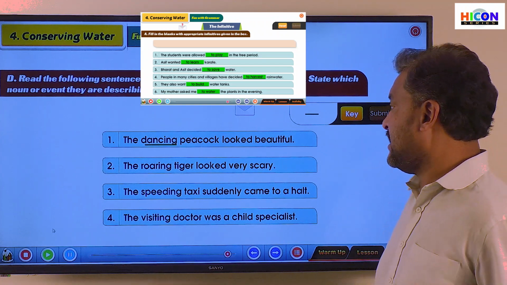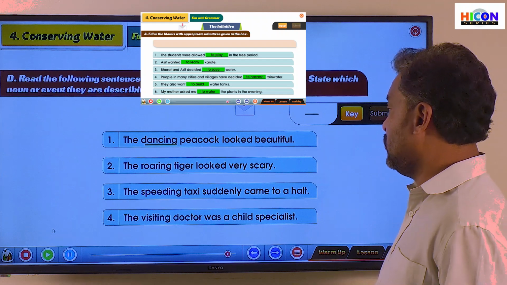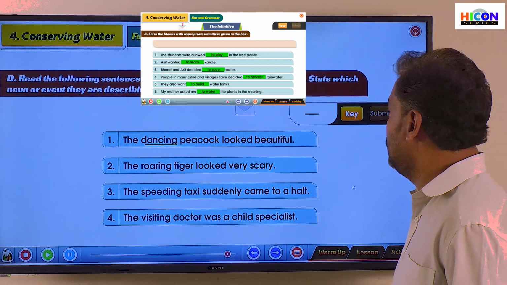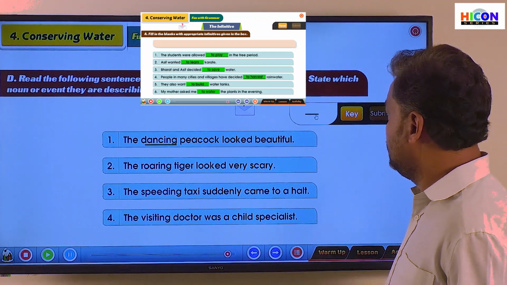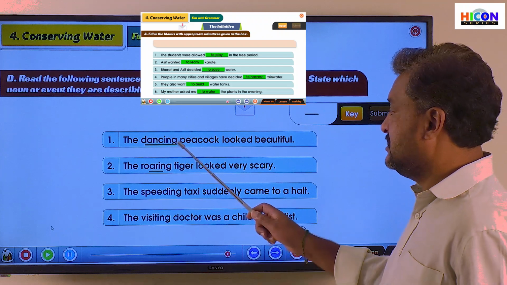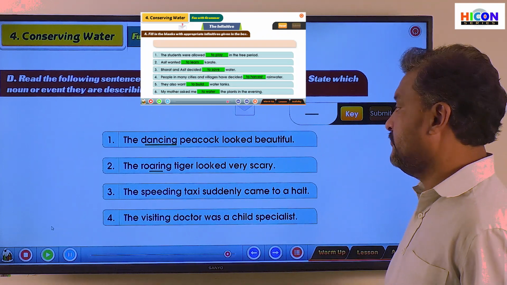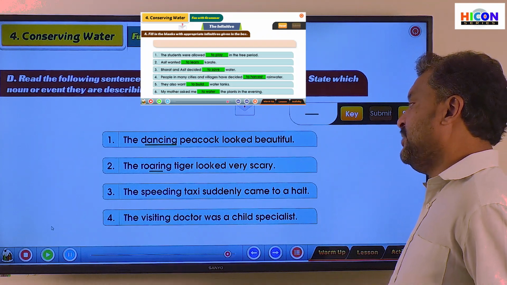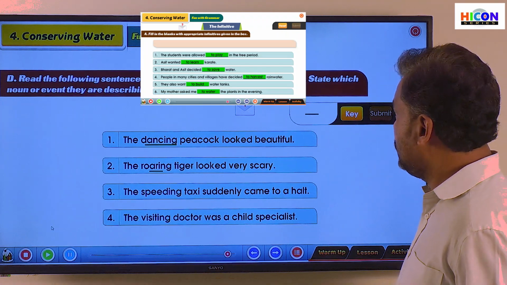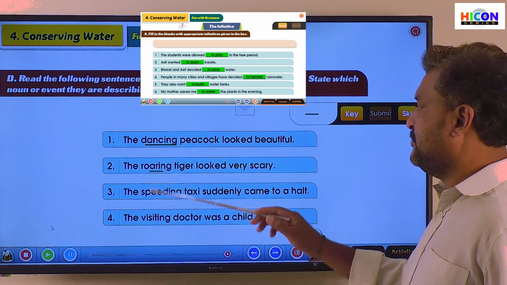A roaring tiger. Yes, the roaring tiger looked scary. So, which one is the present participle in that? Roaring, isn't it? And that is describing the noun tiger. Okay. Third one, the speeding taxi suddenly came to a halt. So, what is the present participle in that? Speeding.